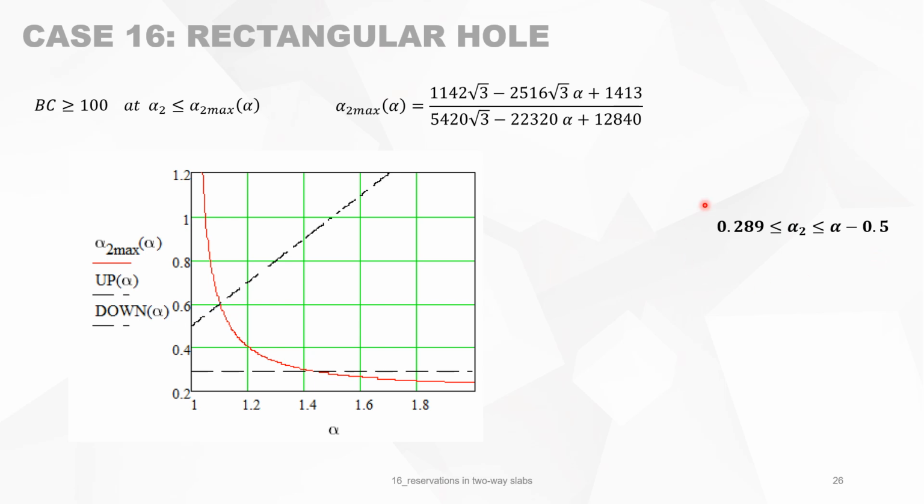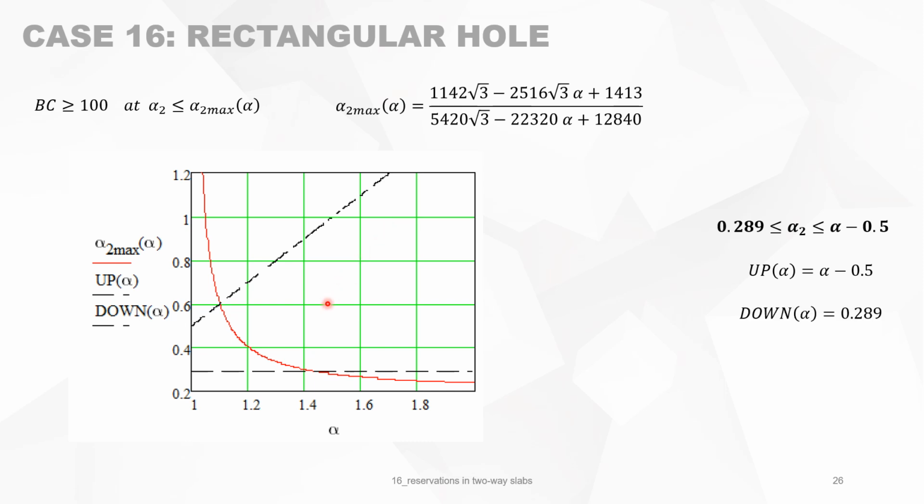We know that alpha 2 has a limit. The lower limit is 0.289. That's the dotted line. You have an upper limit, a function of alpha minus 0.5. You see now on this curve, this is the region that is valid between the black lines. This is the valid region.